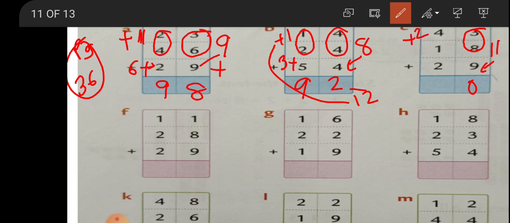And if you want, you can add the carry over first. But at the end also you can do. Now you add a 4 plus 5. 4 plus 1 will give you 5. 5 plus 2 you will do. 5, 6, 7.